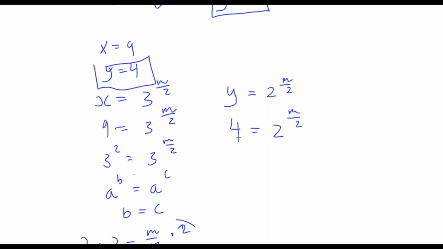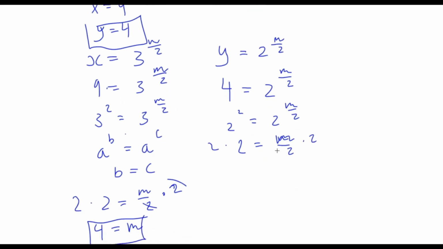Now 4, this is the same thing as 2 squared. So we have 2 squared is equal to 2 to the power of m over 2. And remember, if a to the power of b equals a to the power of c, b equals c. So in this case, 2 is equal to m over 2. Now I'm going to do the same thing. I'm going to multiply both sides by 2. These two cancel out, and I'm left with 4 is equal to m.